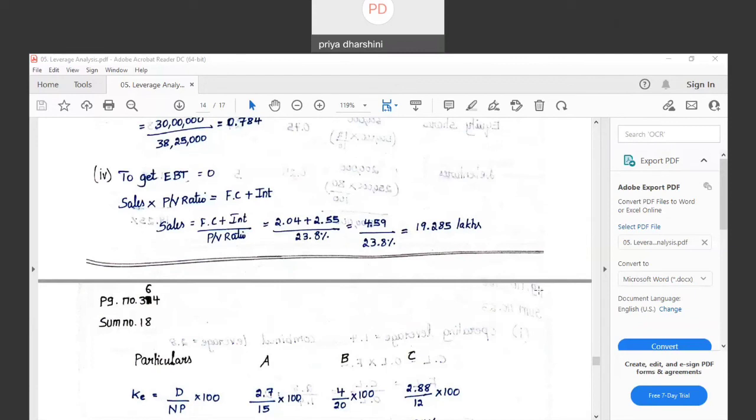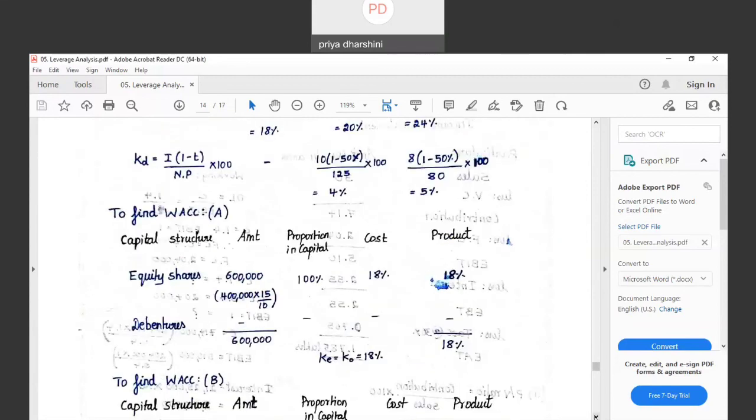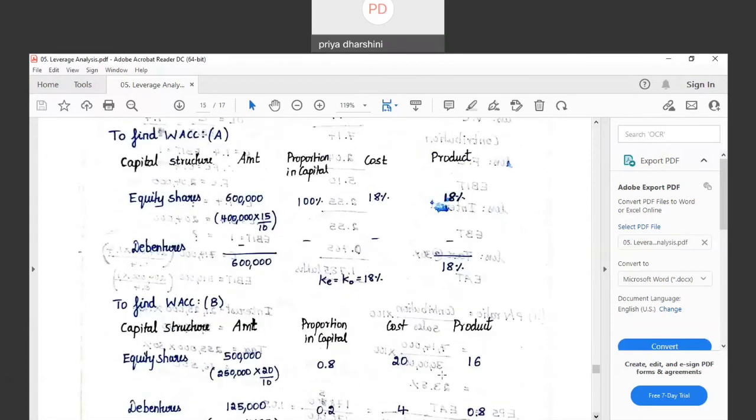Right. So after this, I think the leverages chapter is over. These are all the exercise sums from cost of capital. So what I will do, I will teach cost of capital and then come back to these exercise sums in cost of capital. Leverages is done. Okay.